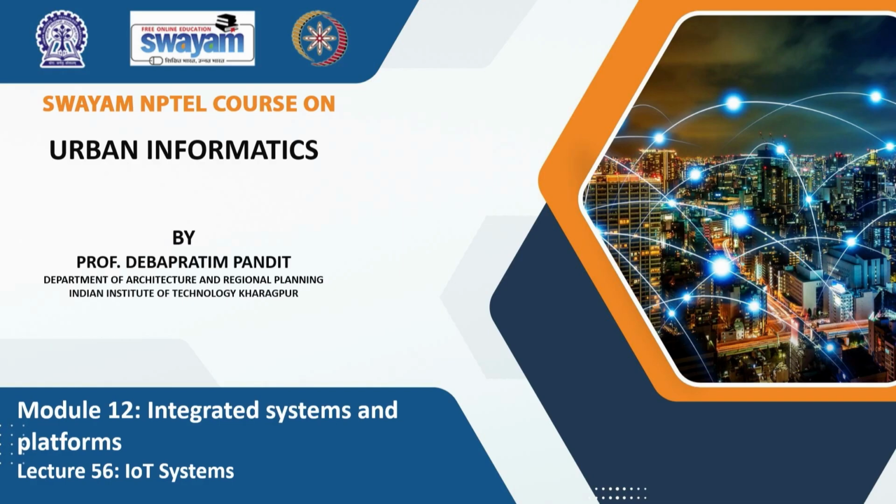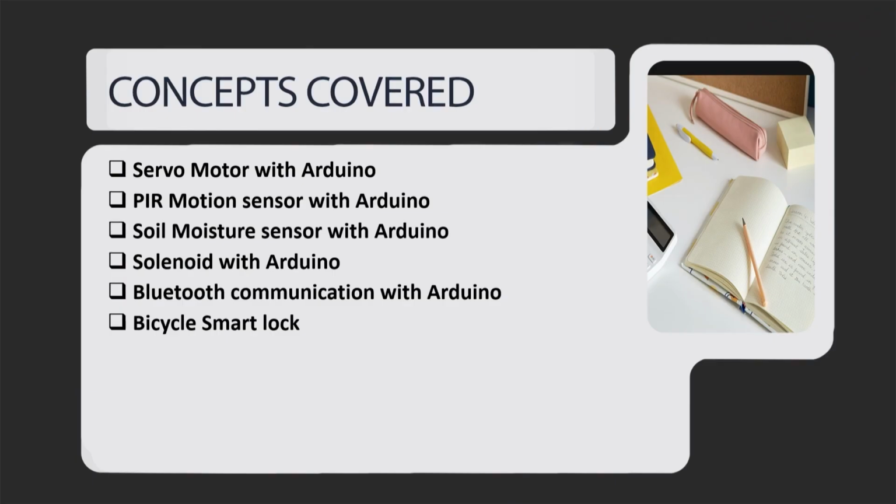Now that we know the basics about IoT systems, we will look into different examples. The examples that we will cover in this lecture will demonstrate the use of servo motors with Arduino. Then we will look into PIR motion sensors again with Arduino, then soil moisture sensors and use of a solenoid, then Bluetooth communication with Arduino, and finally we will give you a demonstration of one of the projects from our lab, which is a bicycle smart lock.